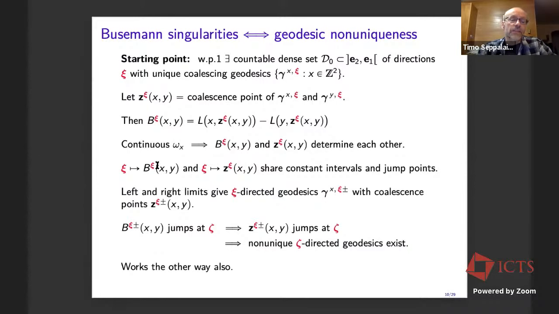And if the jump locations of the Busemann function accumulate from the right, then these coalescence points run off to infinity on the right, and vice versa on the left. So there is a very, very precise connection here between the regularity properties of the Busemann process and the coalescence properties of the geodesics. This is the kind of thing that we elaborate on in that GEMS paper. But that was a very apropos question, because I did mean to highlight this point.